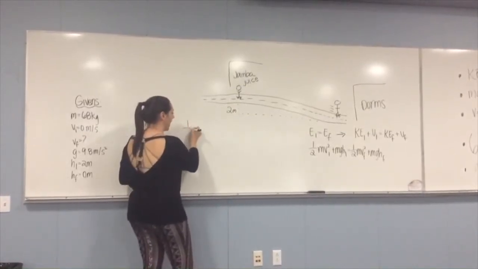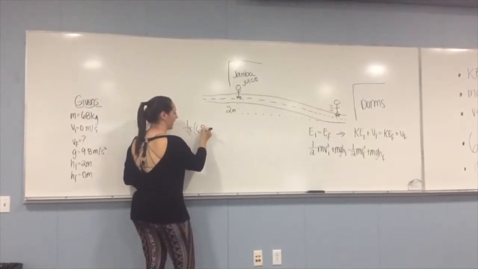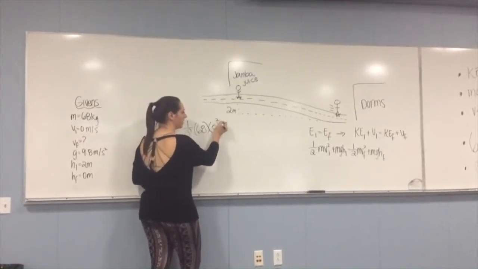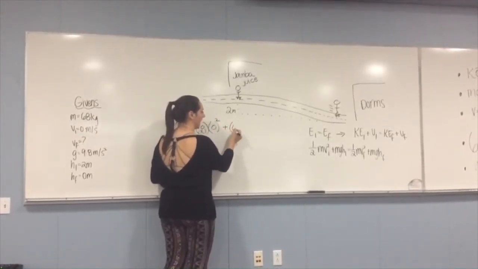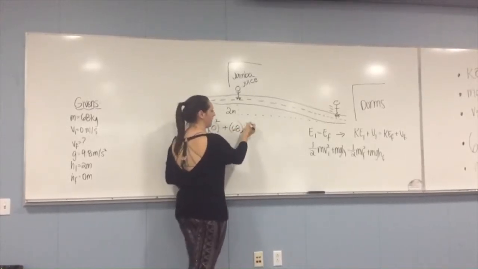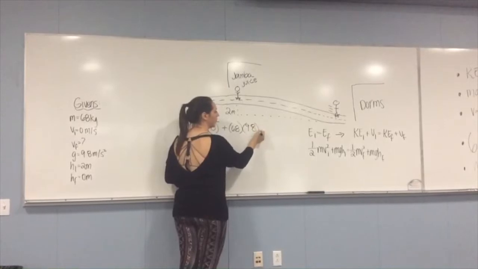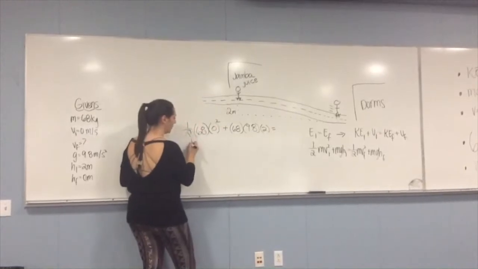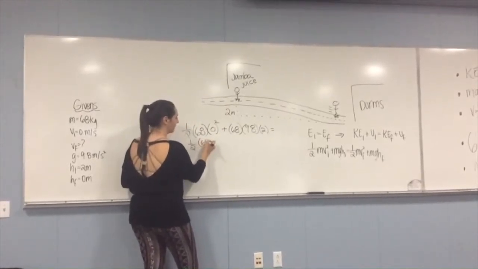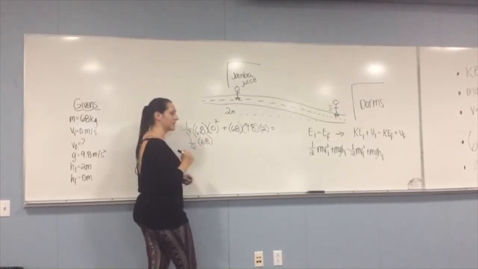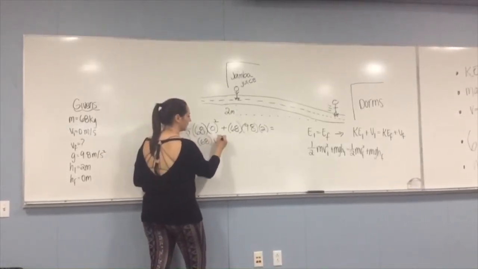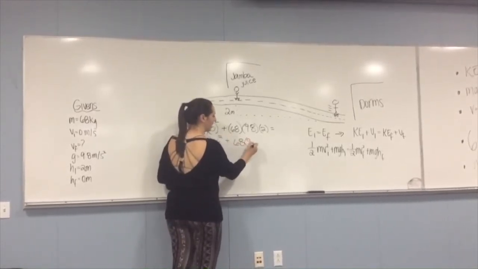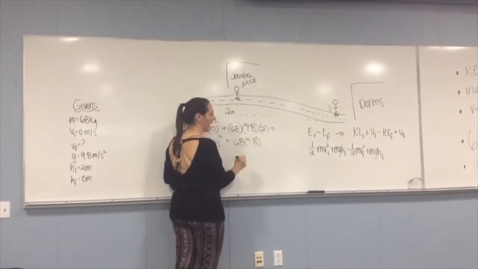So it goes 1/2 times the mass of 68 times the initial velocity, which is 0, squared, plus the mass again, 68, times gravity, 9.8, times the initial height of 2 meters, is all equal to 1/2, the mass again, 68, times the final velocity, which we're trying to find, plus the mass, 68, times gravity, 9.8, times the final height, which is 0.